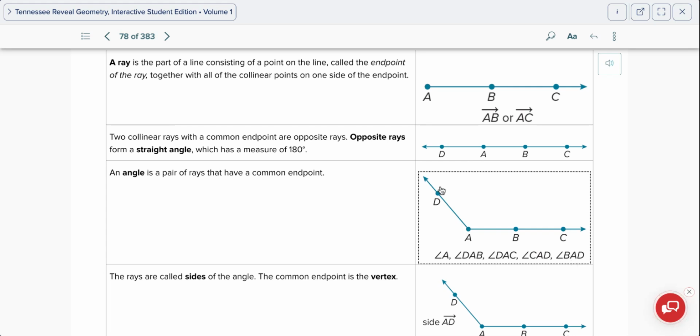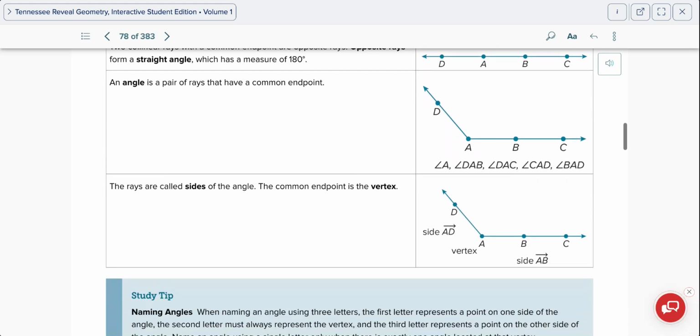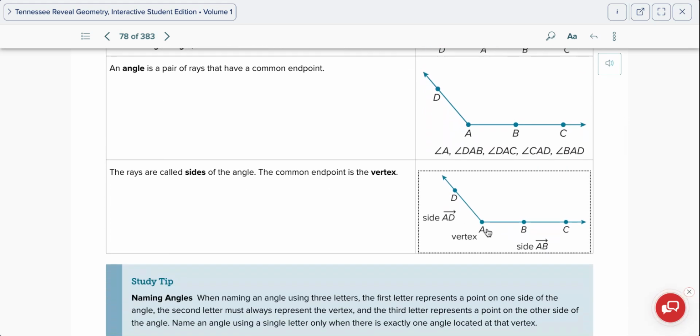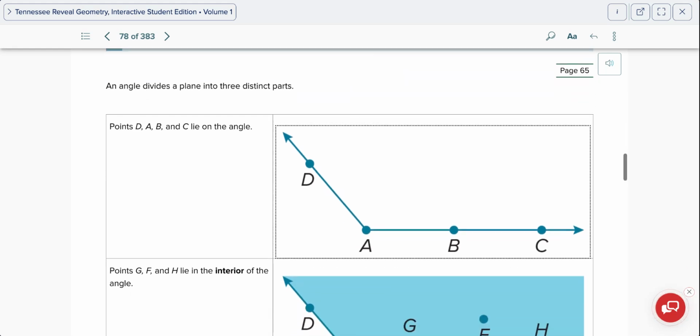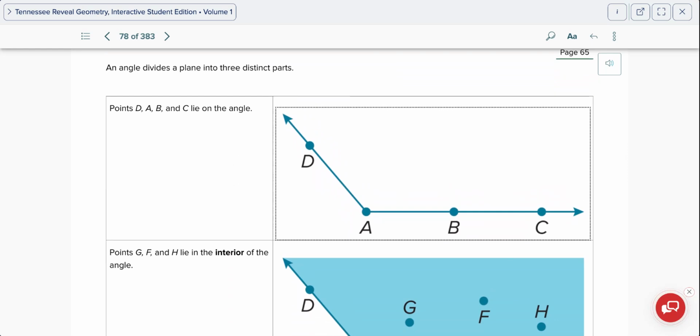So you can name it different ways. DAB, like connecting the dots. DAC is correct, or the vice versa of those, BAD, CAD. But the vertex letter has to be in the middle every time. You are given 2 sides when you create an angle with rays. You've got ray AD, that's your side, and then this other ray, that's your second side, so either AB or AC. All right, moving on. And again, feel free to pause this video as you want to.